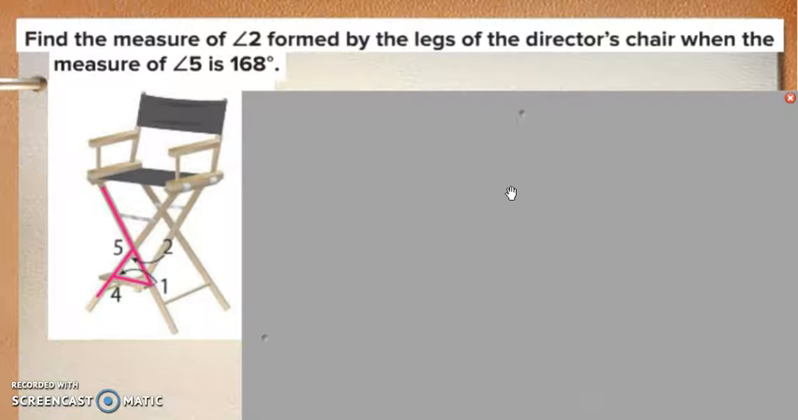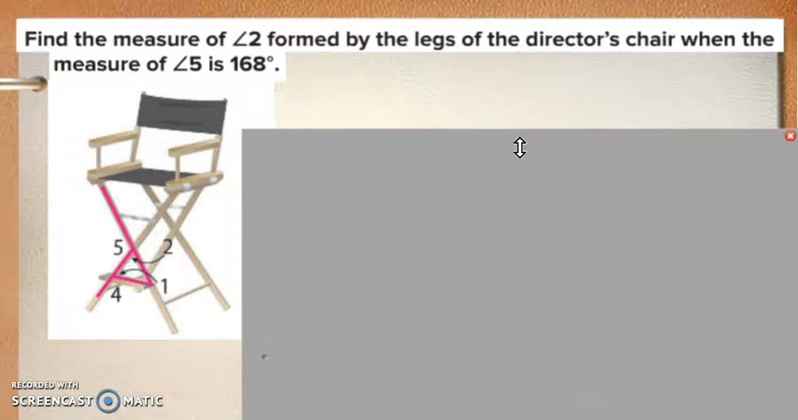Find the measure of angle 2 formed by the legs of the director's chair when the measure of angle 5 is 168 degrees. We look down at the triangle in pink that they drew for us, and we see that 2 is an interior angle and 5 is the exterior angle. 2 and 5 are supplementary because one is the interior and the other is the exterior, and they are adjacent.